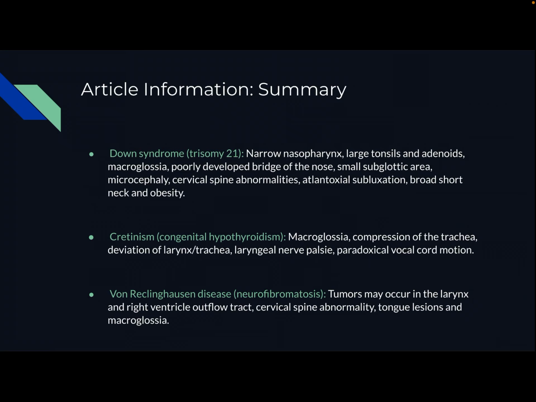Down syndrome, trisomy 21, normally presents with a narrow nasopharynx, large tonsils and adenoids, macroglossia, poorly developed bridge of the nose, small subglottic area, microcephaly, cervical spine abnormalities, atlantoaxial subluxation, and broad short neck as well as obesity.